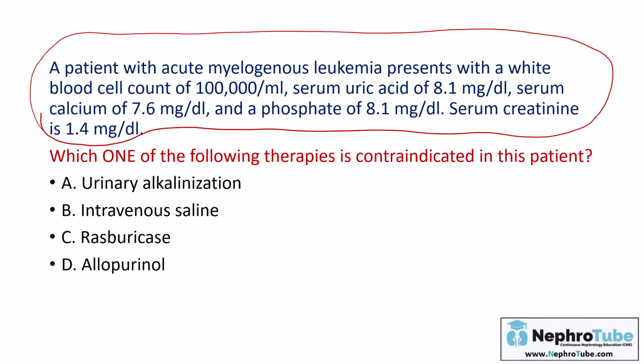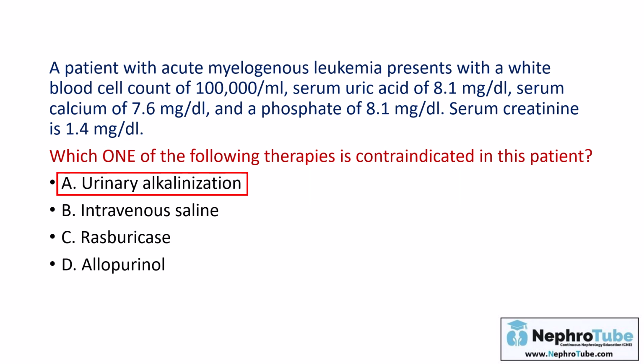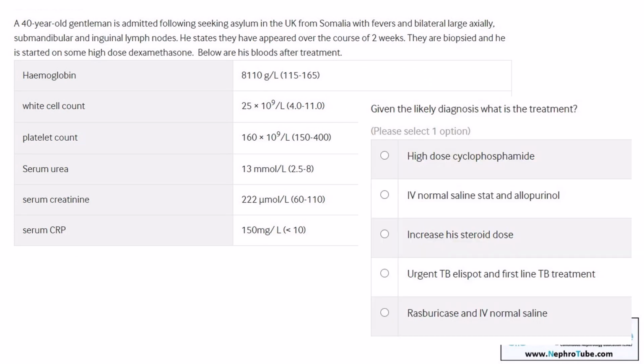We said that urine alkalinization is not preferable in these cases, because alkalinization of urine will be by alkalinization of the blood, and alkalinization of the blood will cause more hypocalcemia with more complications. So don't use sodium bicarbonate except if there is severe metabolic acidosis. Use bicarbonate to treat the metabolic acidosis itself. You can use intravenous saline for sure, rasburicase, and allopurinol. The second case.